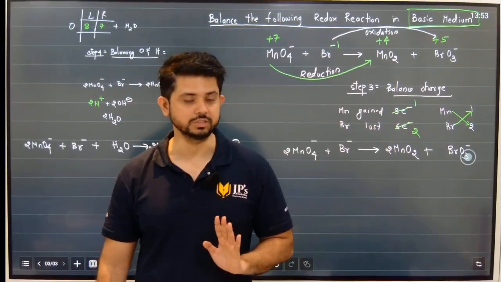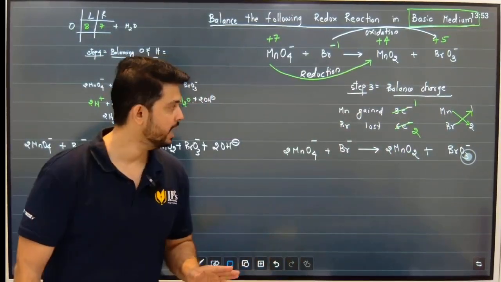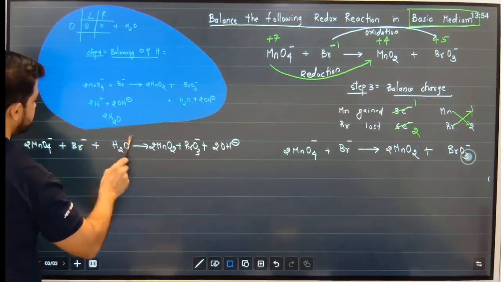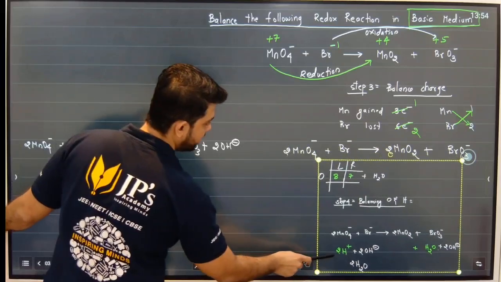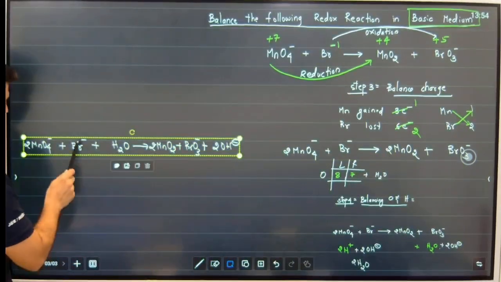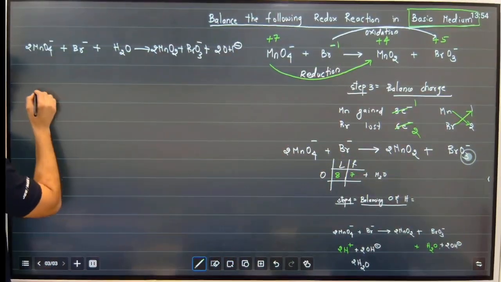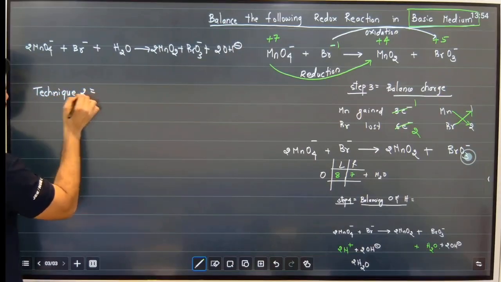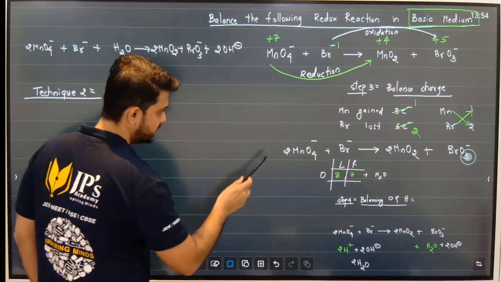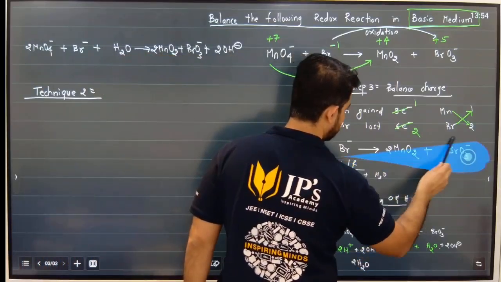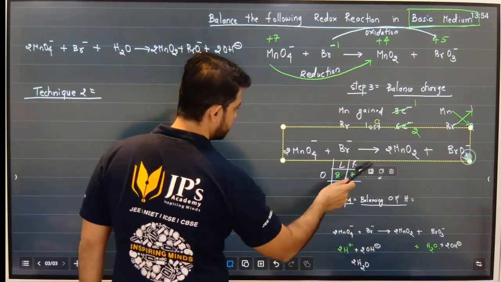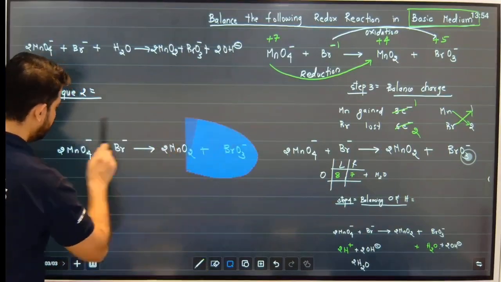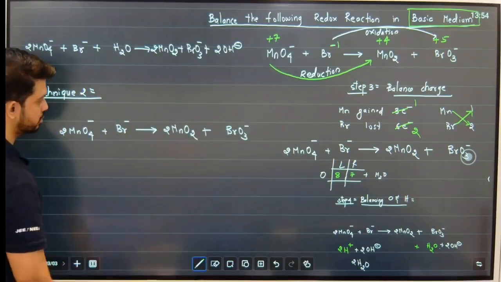This is the first way students that you can balance in basic medium. अब students एक और technique से we can balance in basic medium. Let's understand the second technique. Second technique is also more or less the same. Technique number 2. In technique number 2 students, what we do is, ये जो same equation है, let me first copy this. So what we do is again we count the number of oxygens.